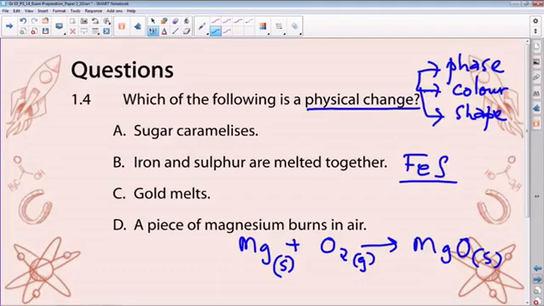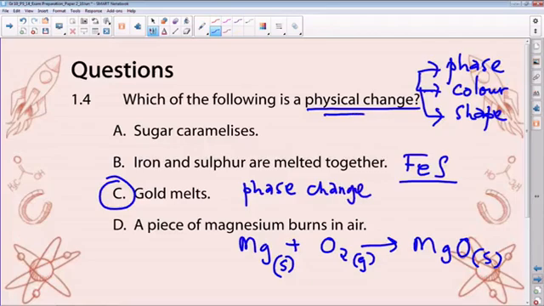So in other words, the one that suggests that it's a physical change is melting, which has to do with a phase change, right? It has to do with a phase change. So this is a typical example of a physical change, right?